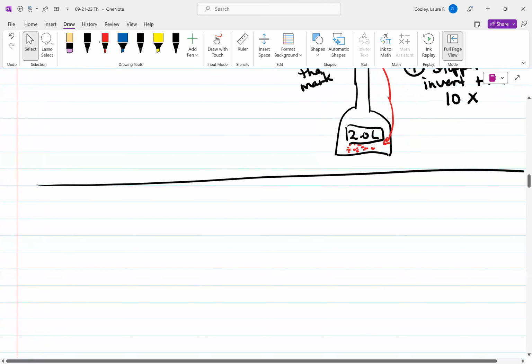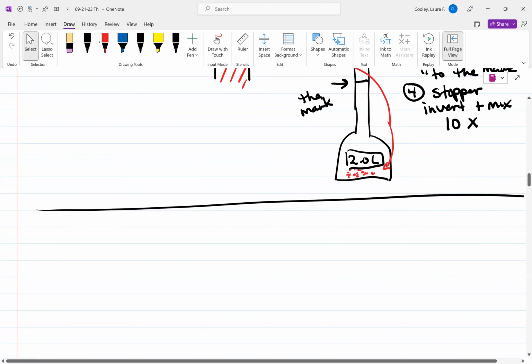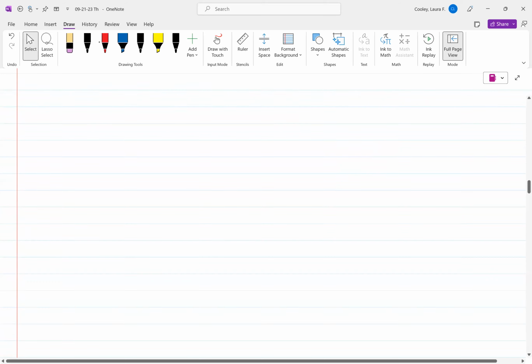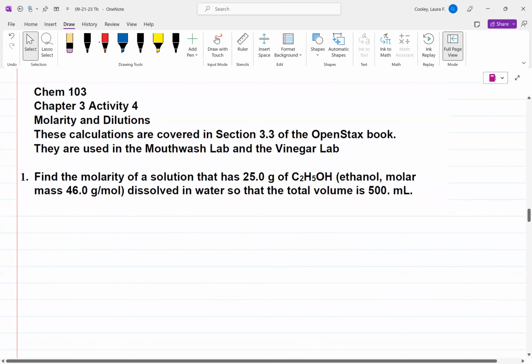I also want to tell you that you don't always have to make solutions out of solids. Liquids can also dissolve in water. So if you turn to chapter 3, activity 4, the first example down here.